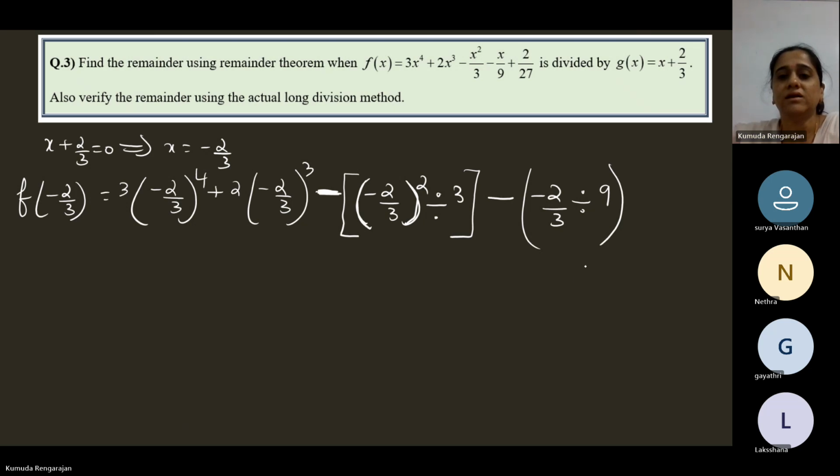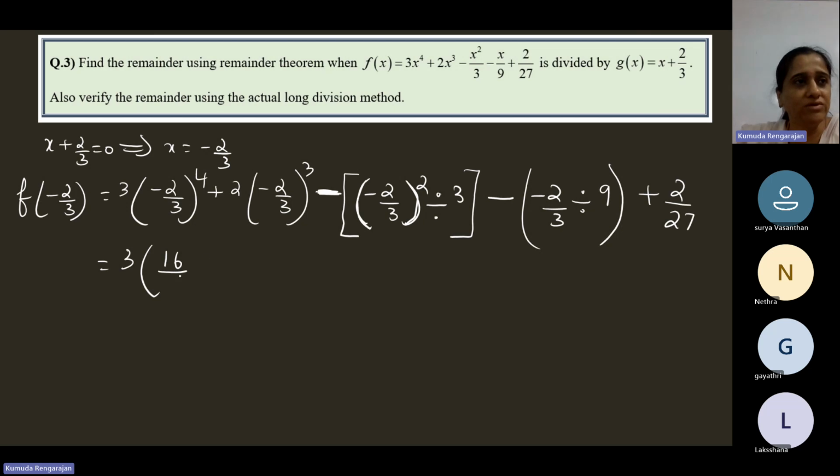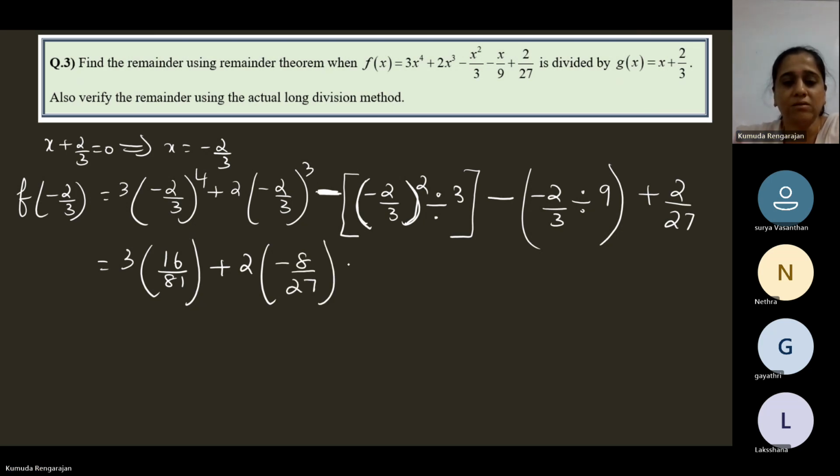Correct? Now plus 2 by 27. Understand? Now 3 into, don't cancel 3 and 3. You need to simplify the powers. Minus taken 4 times is plus. And 2 to the power 4 is 16. 3 to the power 4 is 81. Plus 2 into, simplify the power. Minus 2 by 3, the whole cubed, is minus 8 by 27.